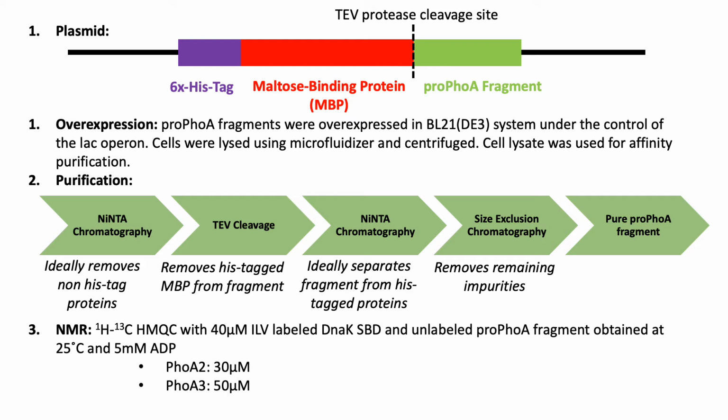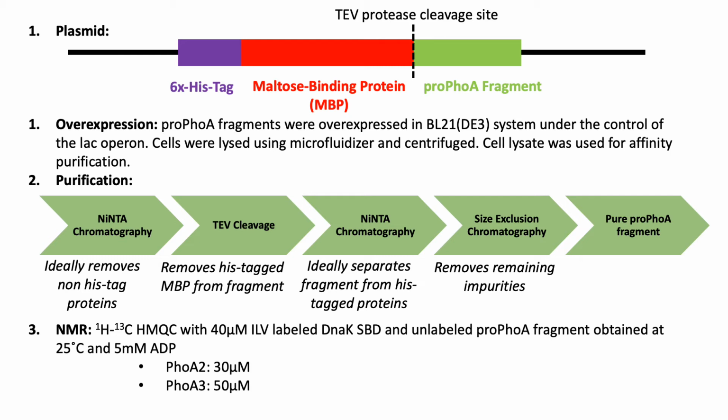It contains an N-terminal His tag followed by MBP that has a respective fragment fused to its C-terminal tail. MBP stands for maltose binding protein, and it also increases the stability and solubility of the fragment. There is also a cleavage site for tobacco etch virus, TEV protease, for the separation of the fragment from MBP.